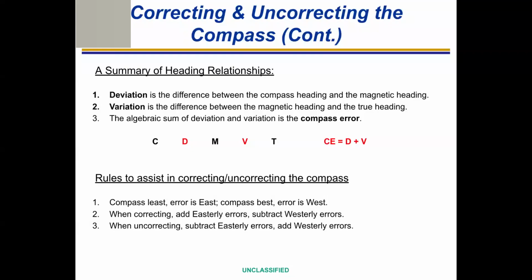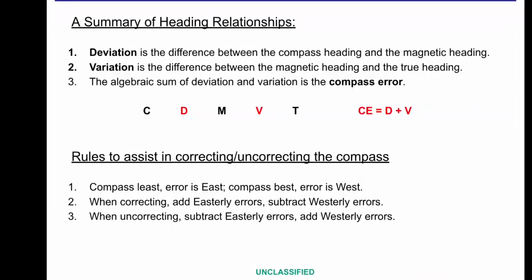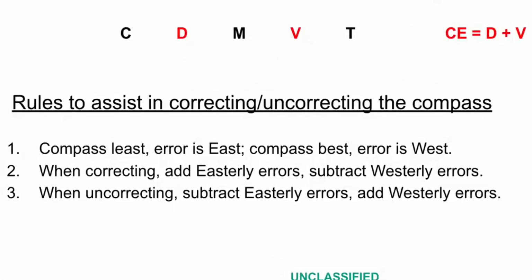There are a handful of mnemonics and memory aids that people use to help them in remembering how to convert from true to compass and vice versa, so in correcting and uncorrecting the compass. Some of the more common ones are when compass is least, so when our degrees PSC is smaller than that of the true heading, that indicates that our error is east, so compass least, error east. Conversely, when our compass is best, or our compass degrees PSC is greater than that of degrees true, then our error is west. So compass best, error west.